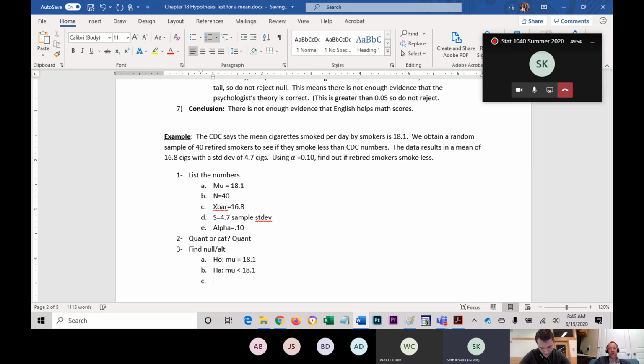They're too poor to afford cigarettes, or they're just not as stressed out because they're retired and they can do what they want. They don't need as many cigarettes, right?